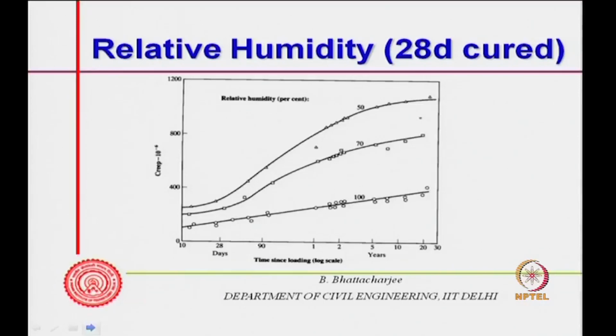Well, it is the percentage relative humidity: 50%, 70%, 100%. So, you see if you have 50% the creep is more, at 100% it is relatively less. These are creep absolute values in micro strain, and this is time t since loading: 28 days after loading, 10 days after loading and so on and so forth, up to 10 years.